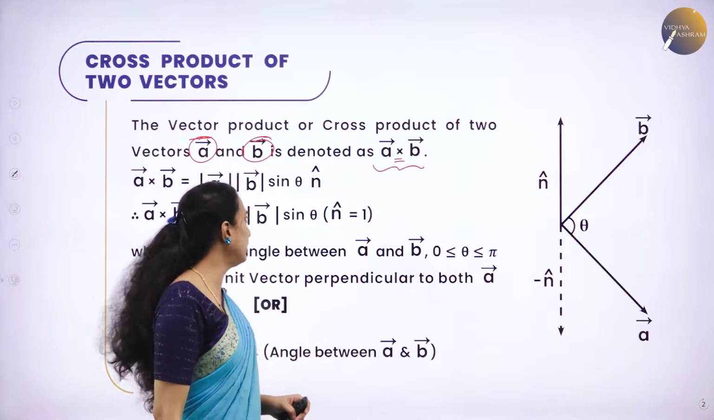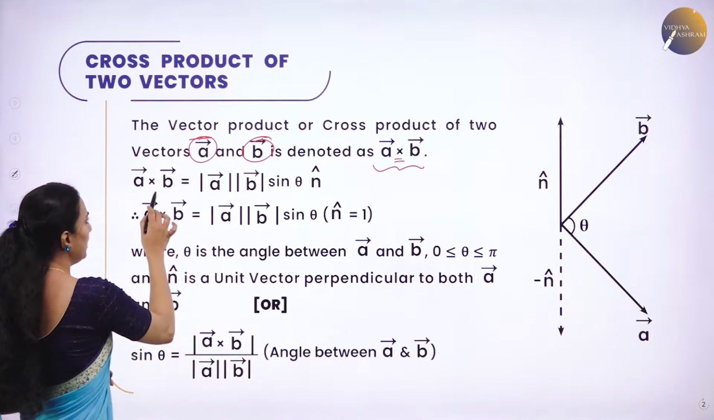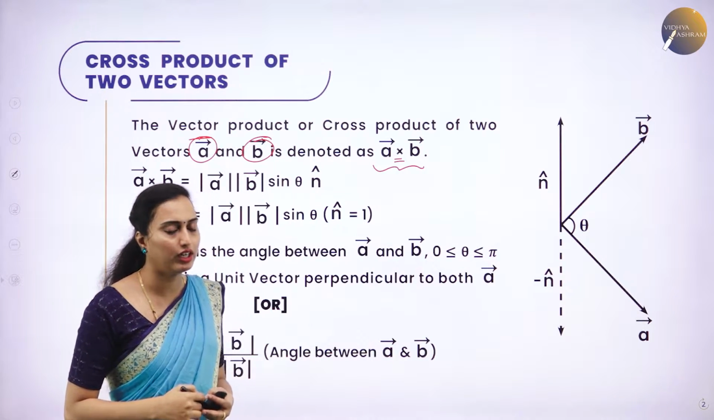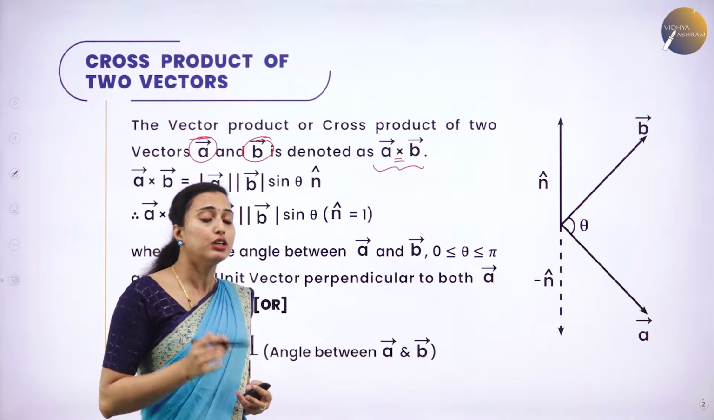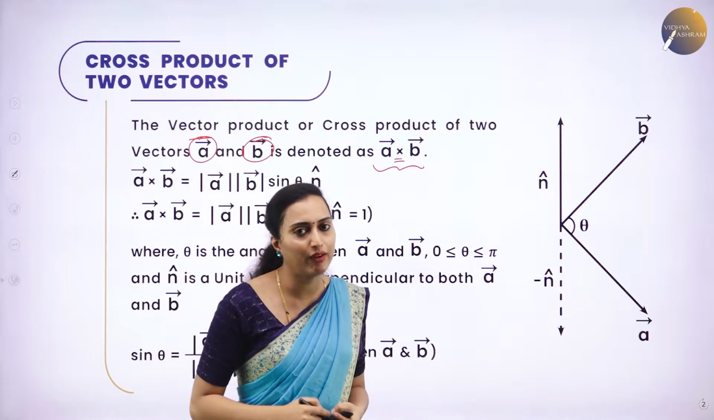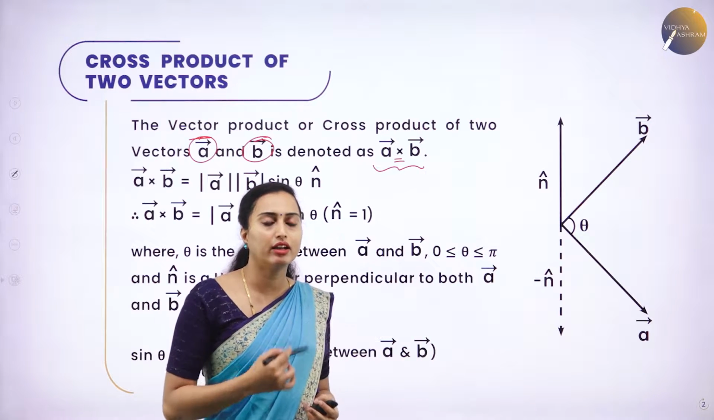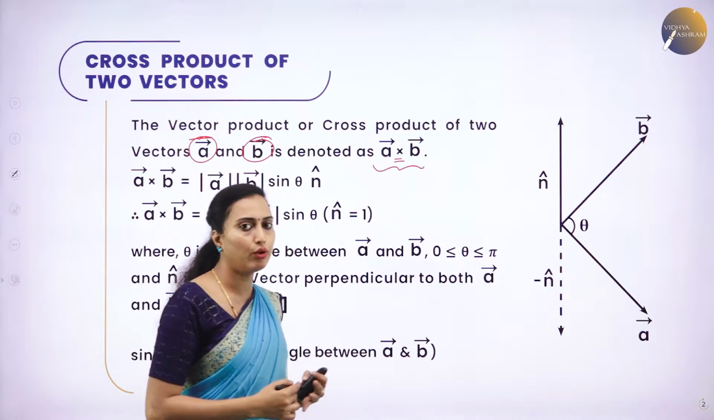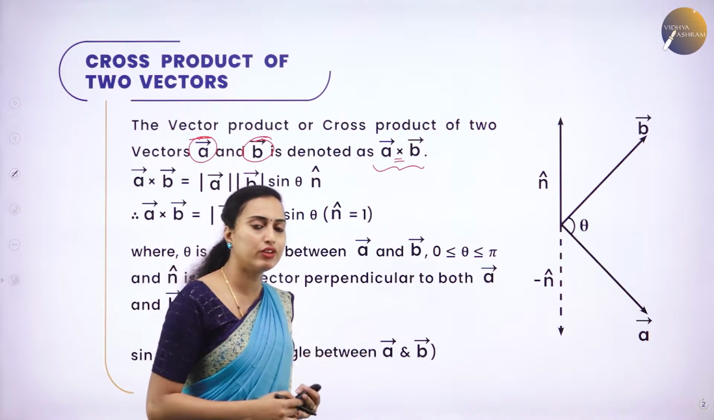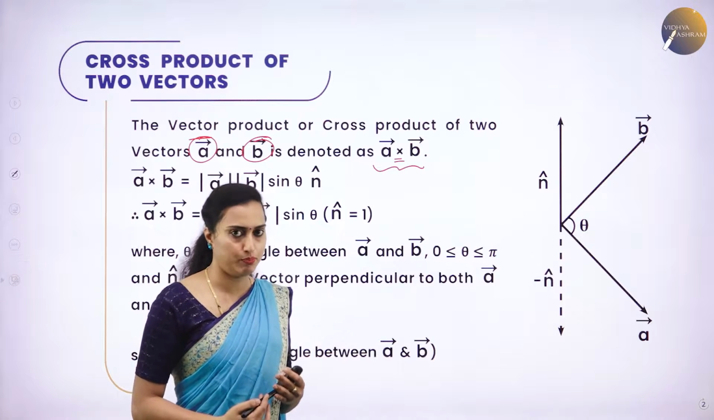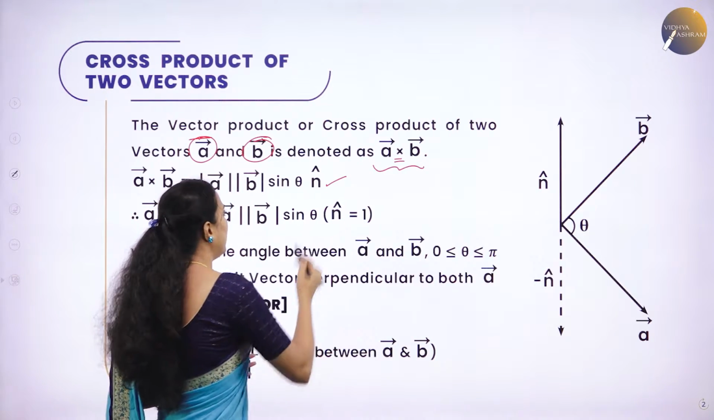So it is given by the formula A cross B is equal to magnitude of A vector into magnitude of B vector into sin theta. You have to remember, whenever they give a dot product, cos theta will come into the role. Whenever they give a cross product, you are going to get sin theta. So that is the difference between the angle of a dot product and the cross product. So this formula is very important.